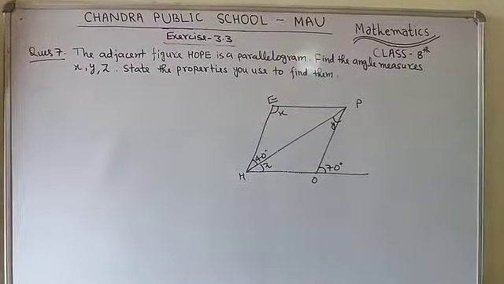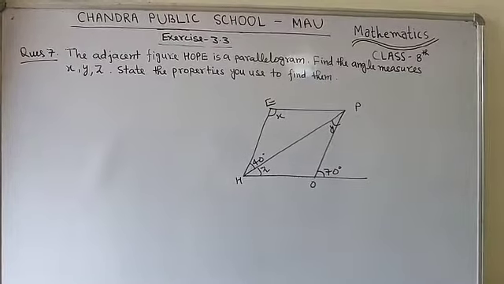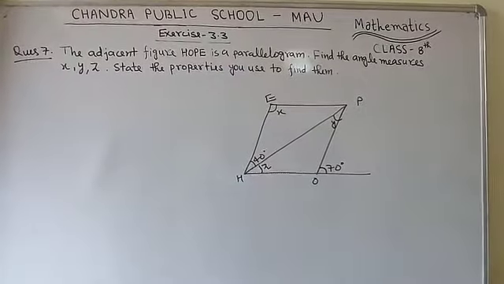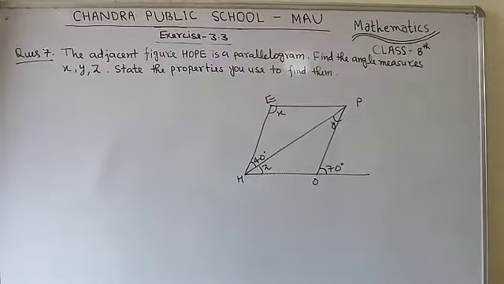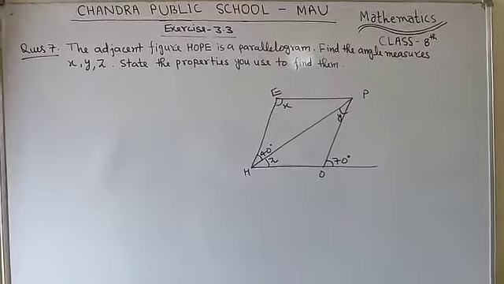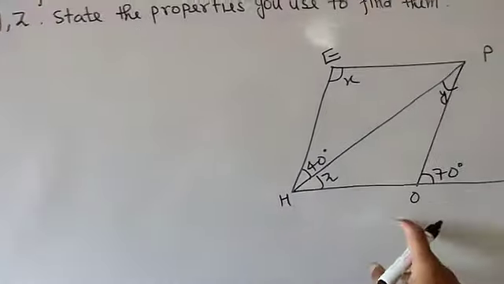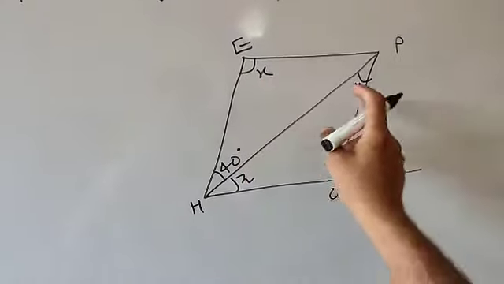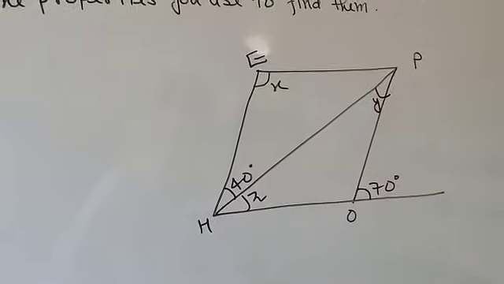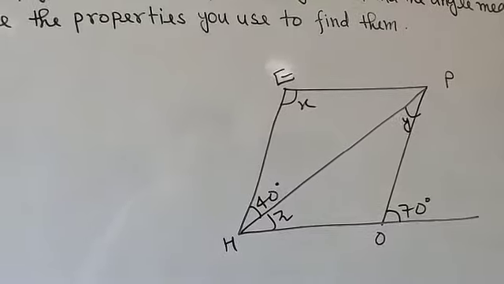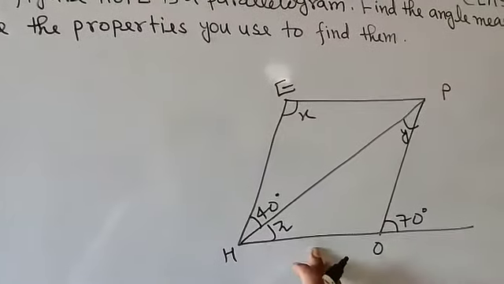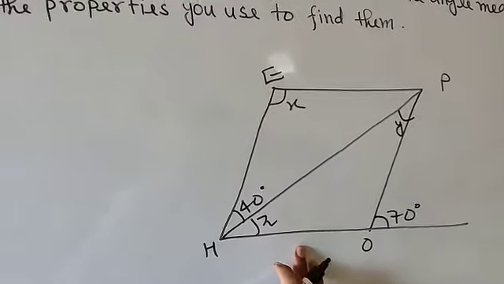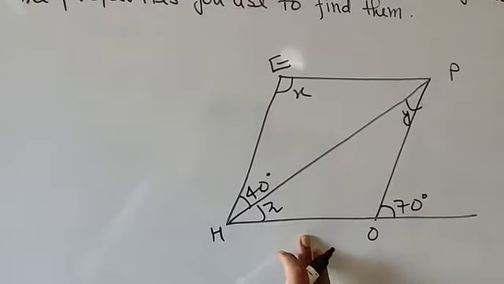Now students, here it is the question number 7. The adjacent figure HOPE is a parallelogram. Find the angle measures x, y, z. State the properties you use to find them. So here HOPE is a parallelogram, and you need to find the values of x, y, z. I am going to explain, but you need to solve by yourself. It is similar to a question given in question number 2, the 5th part. It is similar to that.